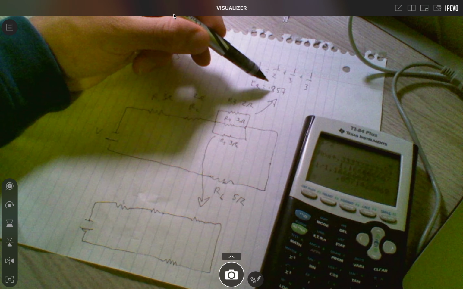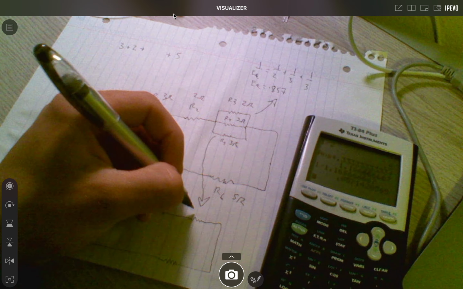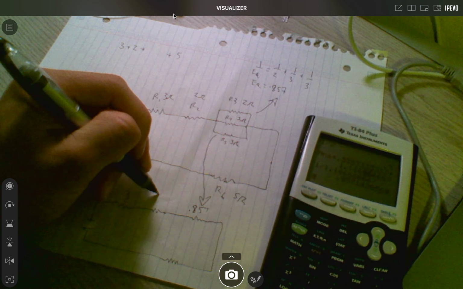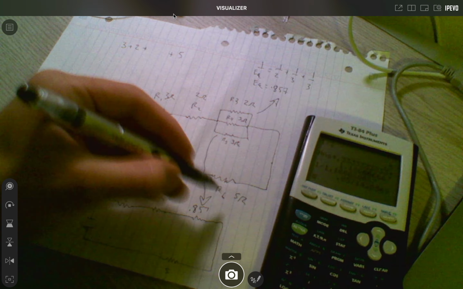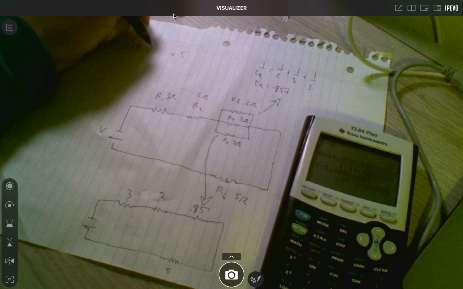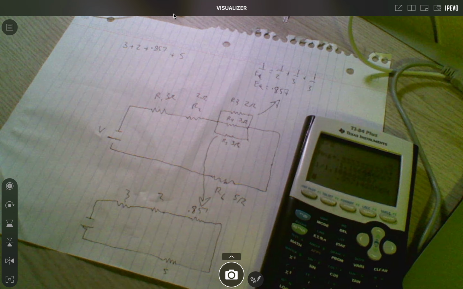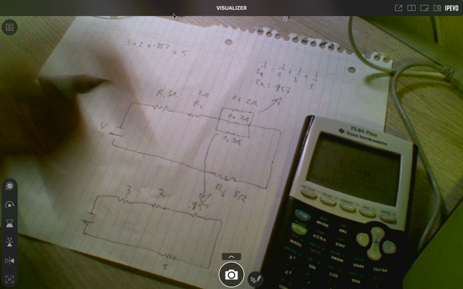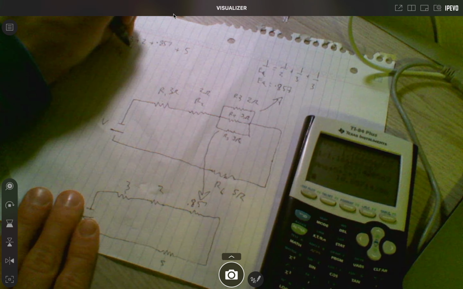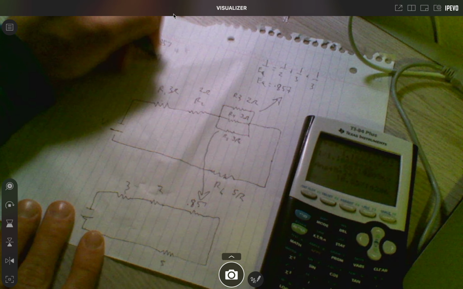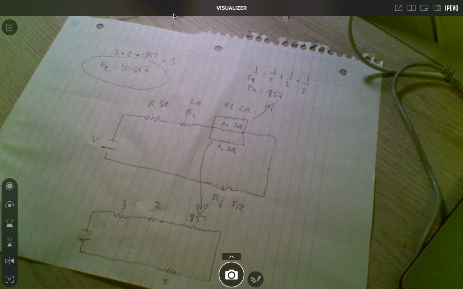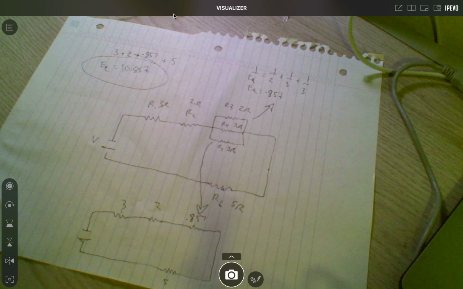Then what we're going to do is we're going to say this just turned into that. So this is 0.857. And then this remains the 3, this remains the 2, and this remains the 5. So 0.857 goes right there. And we're 0.857 plus 5 plus 2 plus 3. Our equivalence resistance throughout the whole thing is 10.857. So it's as simple as that. It can get obviously much more complicated.